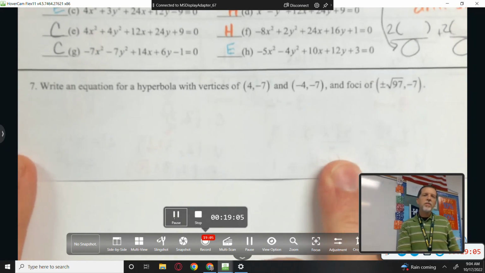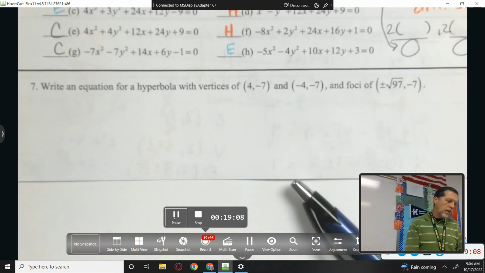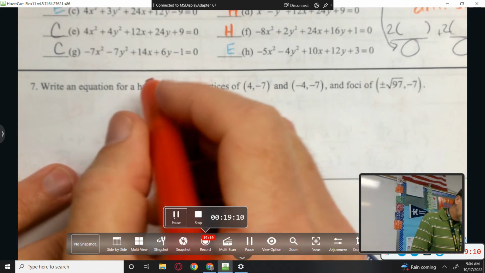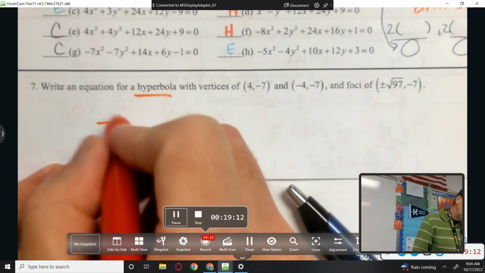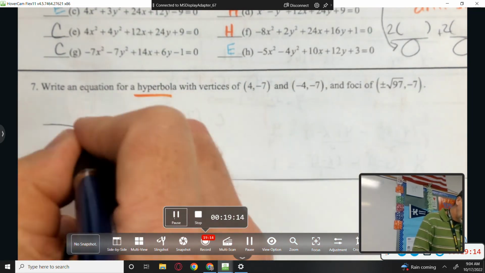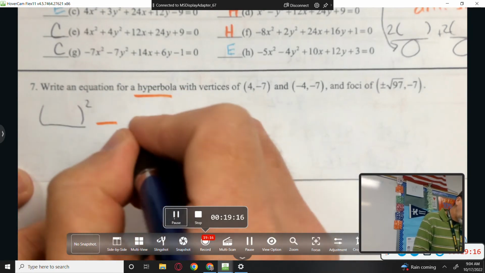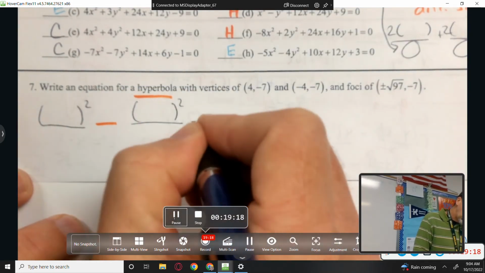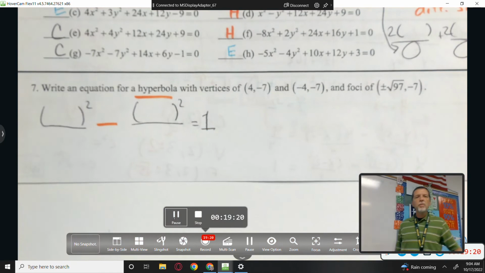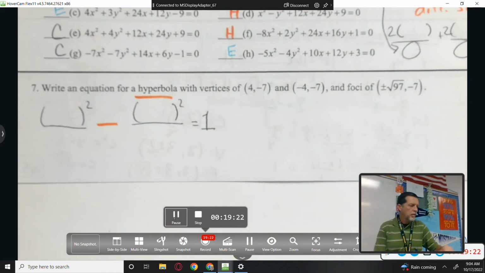Lastly, number 7. Write an equation for a hyperbola. It's got a minus sign. Right, there's a hyperbola.